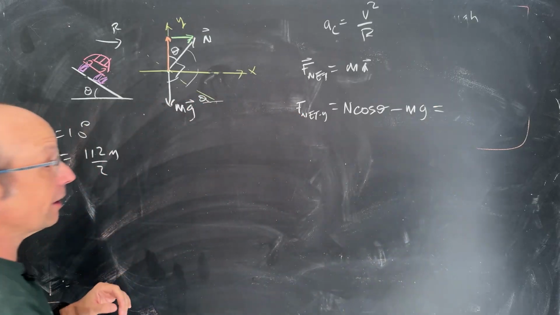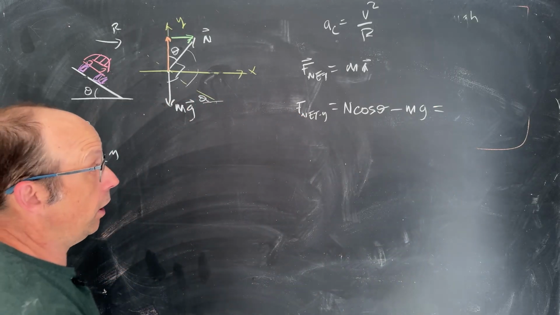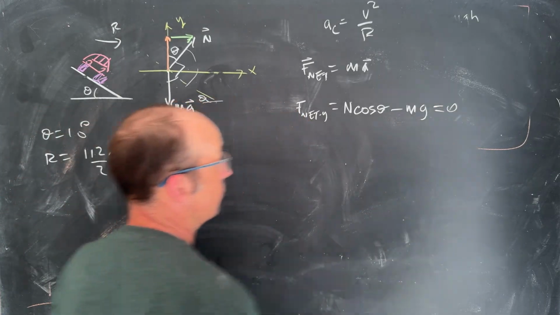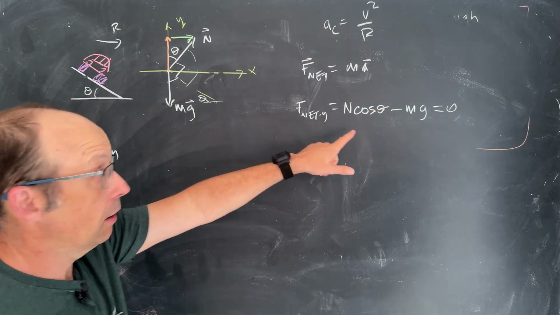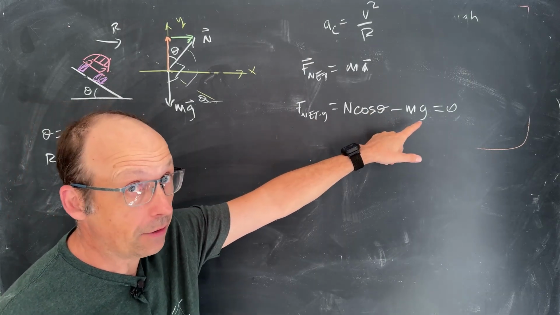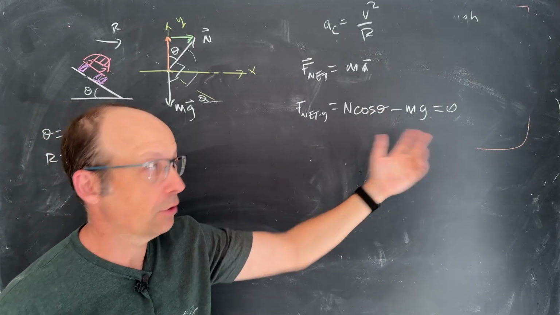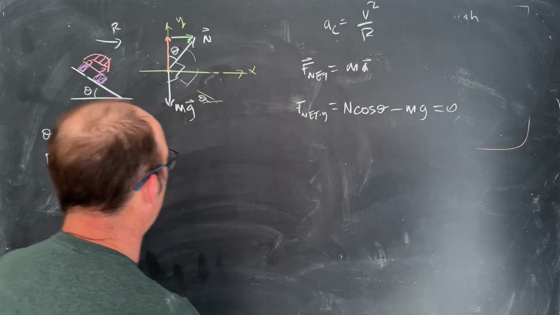Now our car does not accelerate in the y direction, so this is 0. Okay. Now I don't know n. I do know theta. I don't know m either, right? I do know g. So there's two things in there I don't know. So that's kind of an issue.